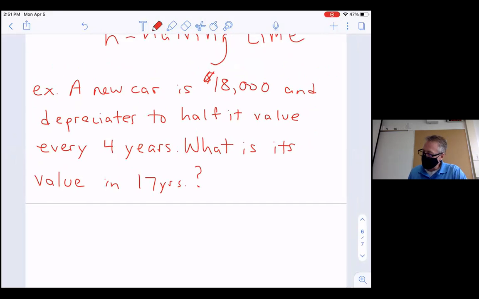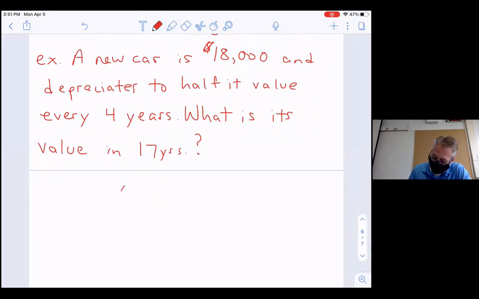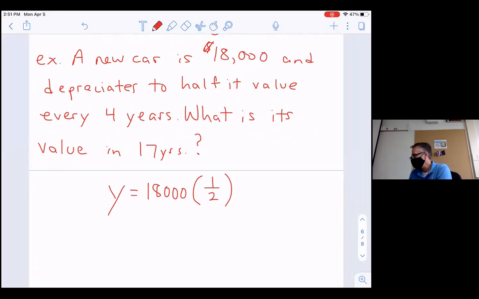So as long as we know our halving formula here, we want to know our final amount, y. We have our initial amount, which was 18,000, times 1/2. And our exponent now, our time is 17 over the halving time, which is 4.